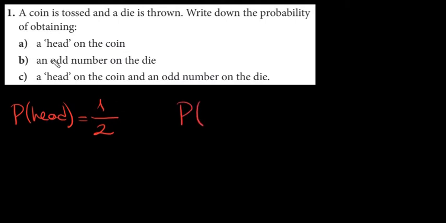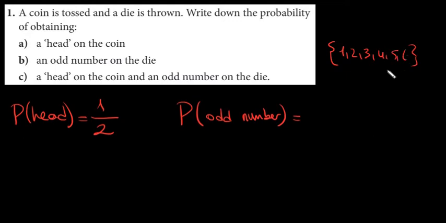The probability of obtaining an odd number. Let's write odd number. If you roll a die, what are the possible outcomes? 1, 2, 3, 4, 5, 6. What are the desired outcomes? Because we want to get an odd number, right? 1, 3, 5. These are desired outcomes.